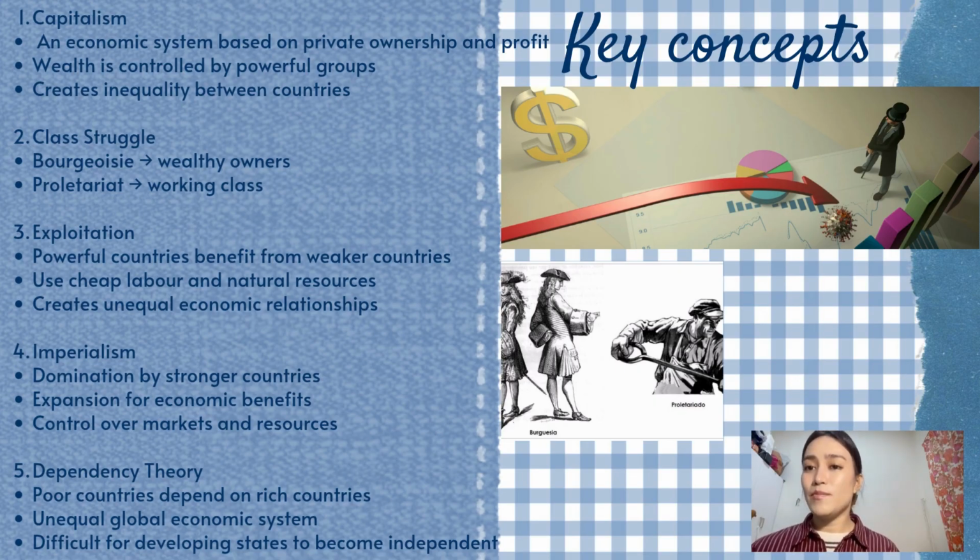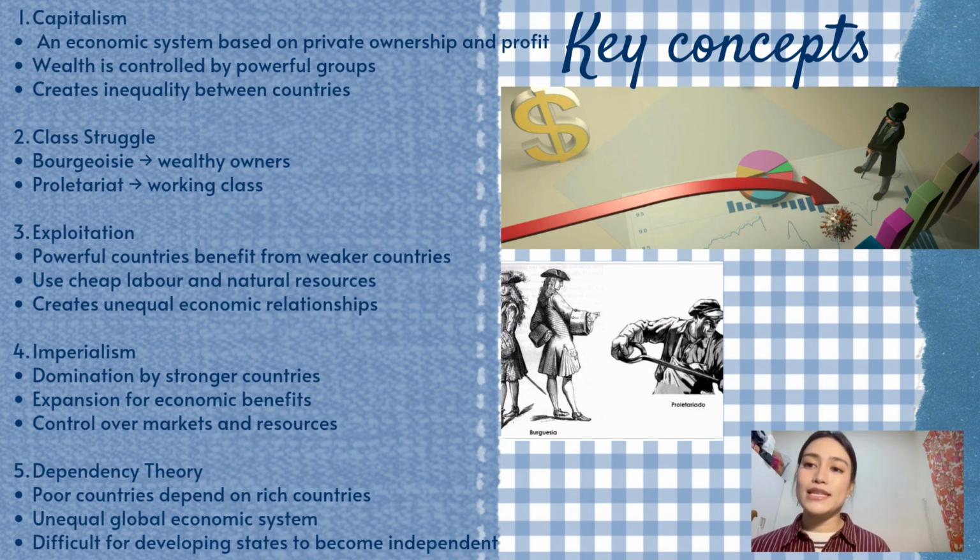Fourth is imperialism. Marxists view imperialism as a result of capitalism. Powerful countries expand their influence to gain resources, labor, and markets for profit. During colonialism, European countries controlled territories in Asia and Africa, mainly for economic interests. Marxists also argue that modern globalization can be considered a new form of imperialism because powerful states still influence weaker countries economically.